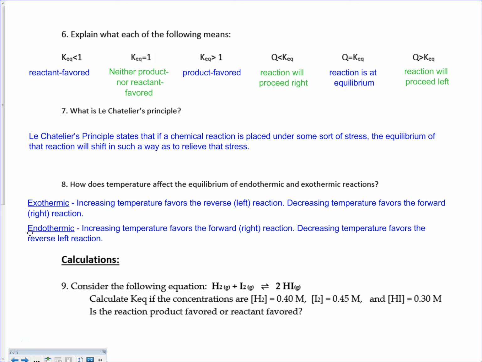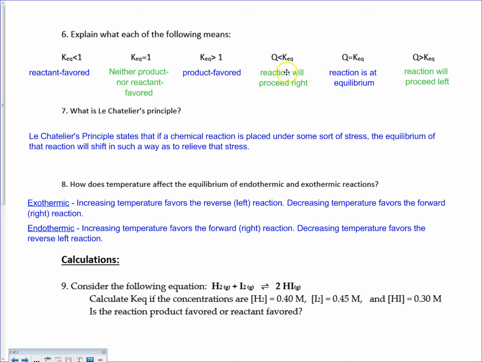If you get KEQ equals 1, we say that that's neither product favored nor reactant favored, so equilibrium is just lying right in the middle of the products and the reactants. KEQ greater than 1 is product favored, so the numerator, the top of this fraction, is going to be much larger than the denominator, because we calculate this by doing the products, again, over the reactants. Now Q is an entirely different deal here. Q is a test wherein we measure the concentrations of products and reactants to determine whether or not a reaction is at equilibrium. So Q is a test to see if we're at equilibrium. What we do is we compare it to the KEQ. You calculate it in exactly the same way.